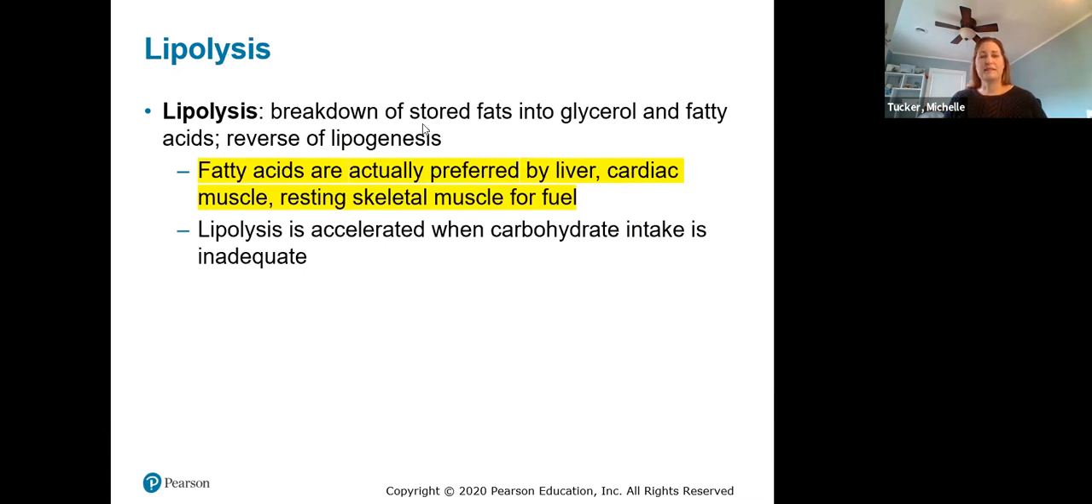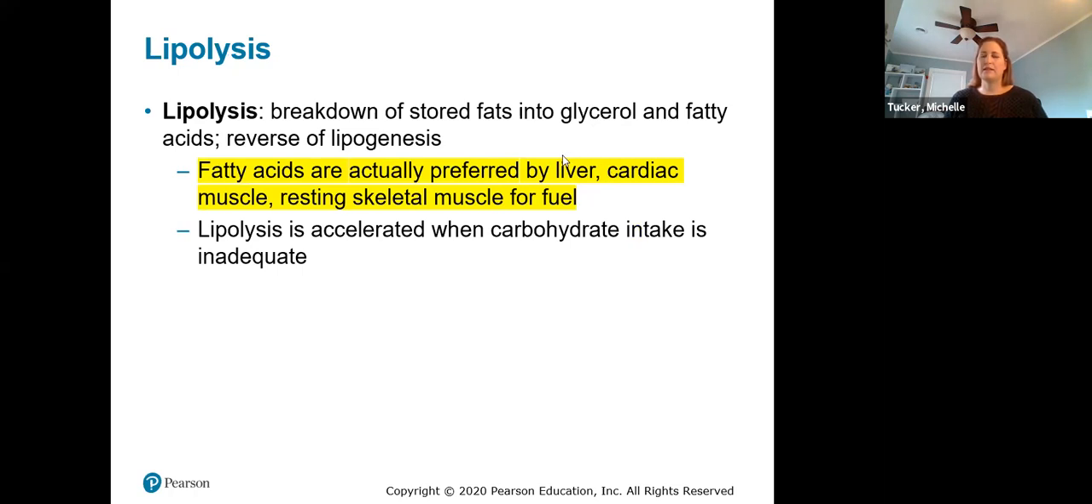So lipolysis is the reverse. This is the breakdown of stored fats into glycerol and fatty acids. Fatty acids are the preferential fuel of liver, cardiac muscle, and resting skeletal muscle. This is going to be what's called glucose sparing.